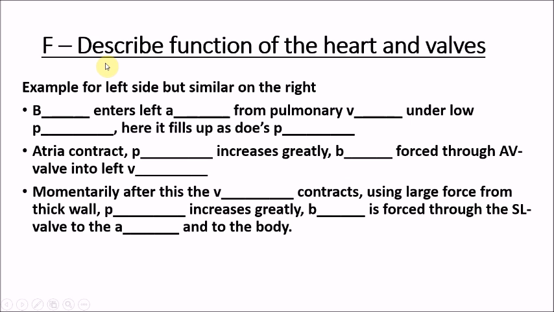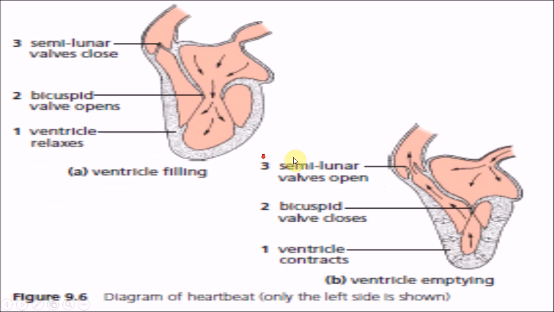Next thing we're going to do is describe the function of the heart and valves. Now I'm going to do this in terms of pressure, using a diagram. So I'll leave this here. So the blood comes through the pulmonary vein, and because it's a vein, it's at relatively low pressure and starts filling the atria and the ventricles here. Now the pressure will start to increase, and as the atria with the thin walls contract, the pressure will increase to the point where it will push the remaining blood through these valves into the ventricle.